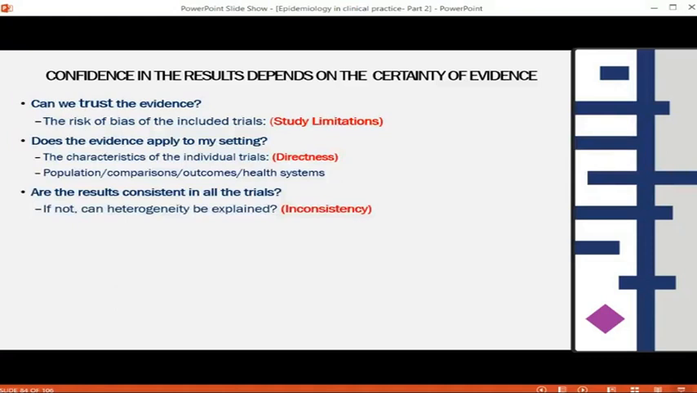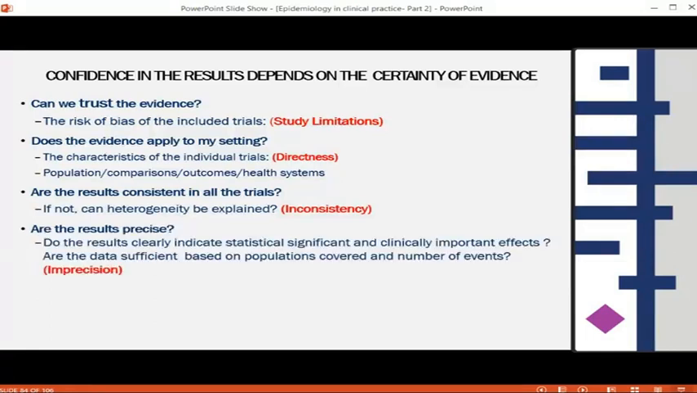And the next thing you want to know is, are all the results consistent, as we just discussed? And if they are inconsistent, can you explain it adequately in a subgroup analysis? Because if you can explain it, then you don't have to worry, you know why. But if you cannot explain it and you're using a random effects model to pool the results, then our confidence in the results comes down. Okay? And the next question is, are the results precise?